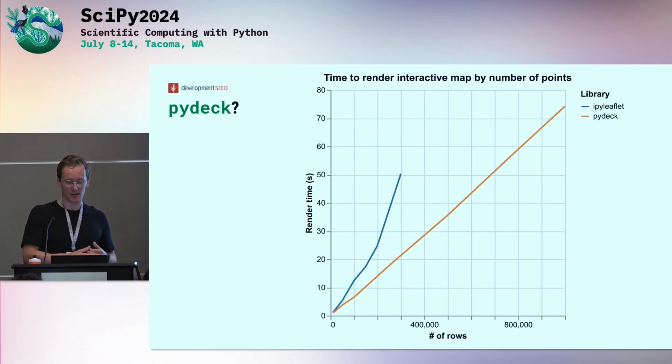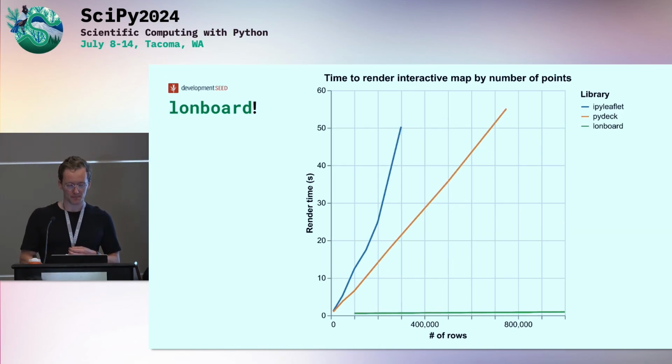There's also another library called PyDeck. PyDeck, instead of Leaflet, uses WebGL GPU-enabled rendering in the browser, and so it's able to handle a bit more data than IPyLeaflet was able to. But above 1 million points, it still failed, and that still took over a minute to render those million points in Jupyter.